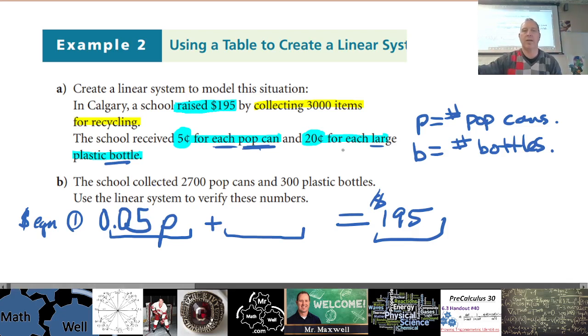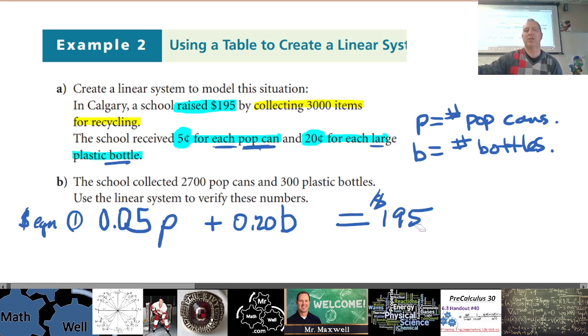So what am I going to write for this next part then? I get 20 cents for the bottles. So the number of bottles times 20 cents. How do I write 20 cents? 0.2, right. And if you want 0.20 for 20, that's totally fine too. Okay? All right, that's equation number 1 with the money.